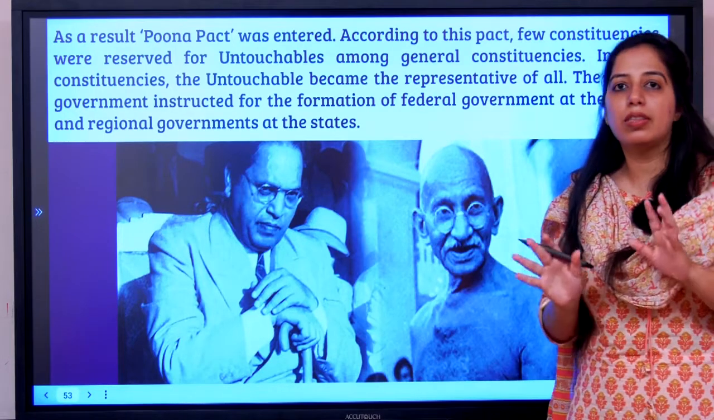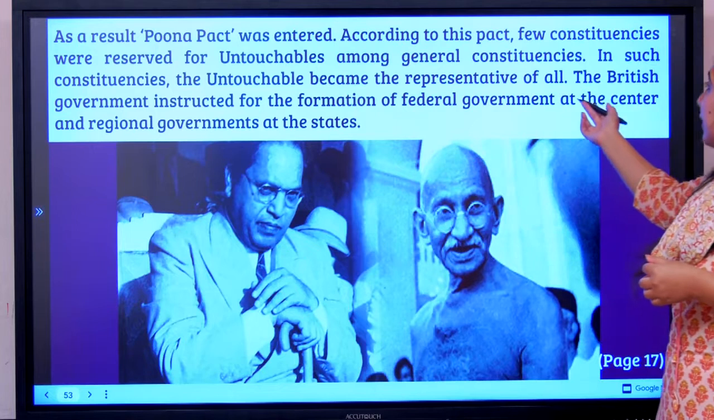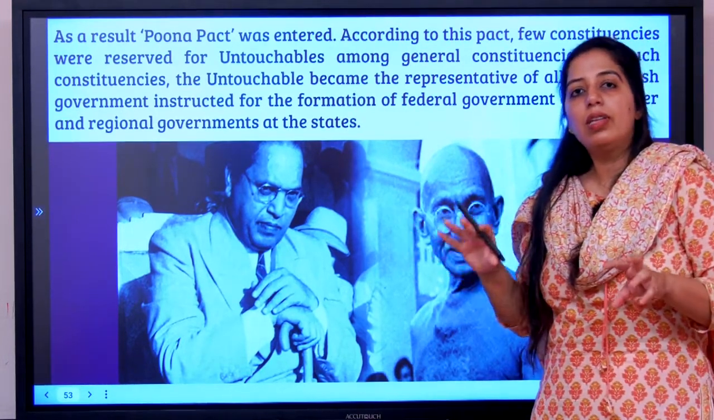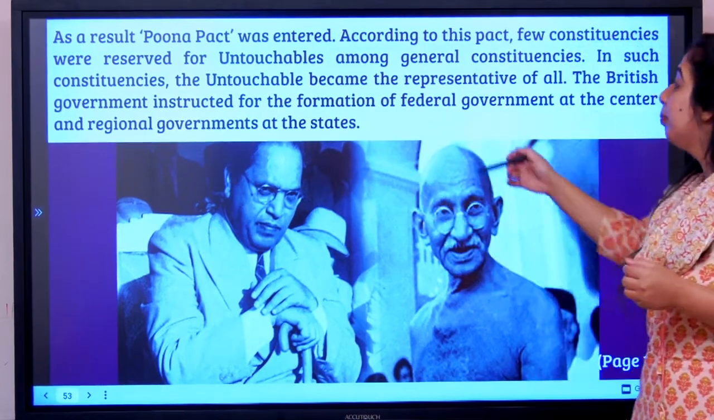In all constituencies, they didn't do reservation. The untouchable became the representative of all. So in these constituencies, only the Dalits would become the leader. Such was the decision as per the Pune Pact.